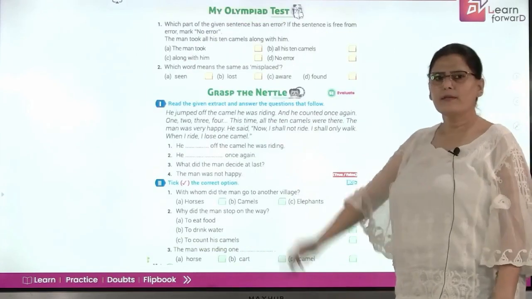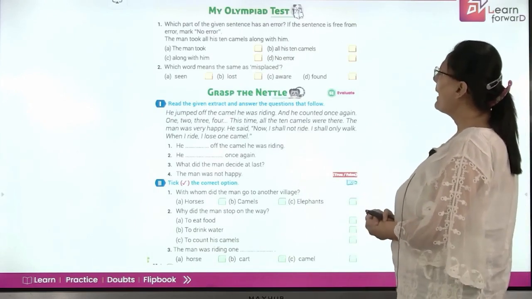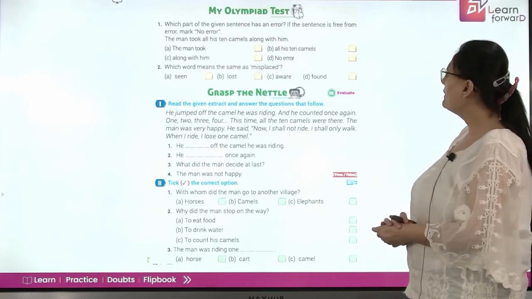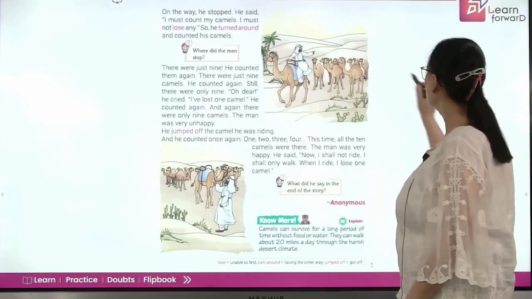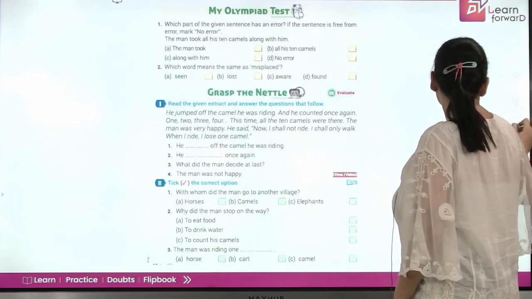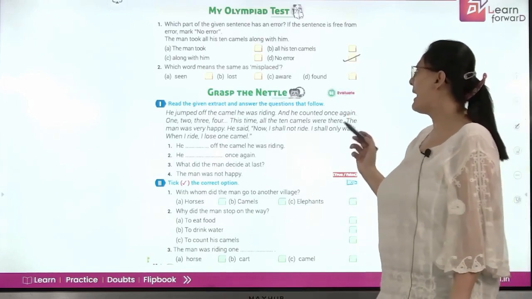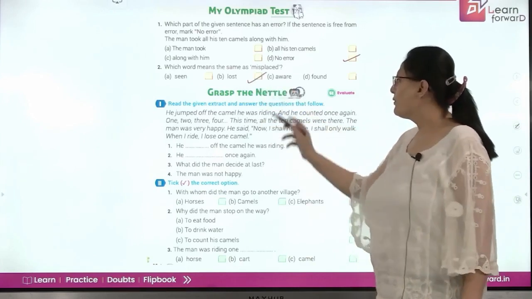Okay, so now we have the exercise. Which part of the given sentence has an error? The man took all his 10 camels along with him. No error. Next, which word means the same as misplaced? Lost. Absolutely correct.